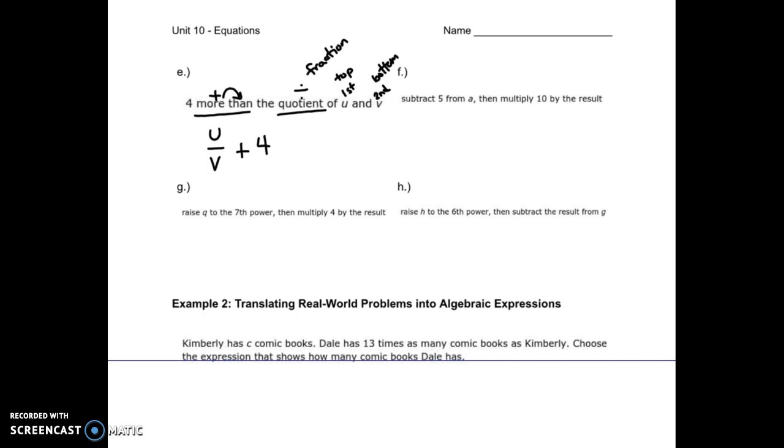So F says subtract 5 from A. So subtract means minus. If we're taking it away, the A is going to be what's first. The 5 is going to be what's second. So we're going to say A minus 5. It says then multiply 10 by the result. So I'm going to say times 10. If I were to follow my order of operations, I would do 5 times 10 first. In order to make it so that A minus 5 first, I need to put parentheses around that A minus 5.